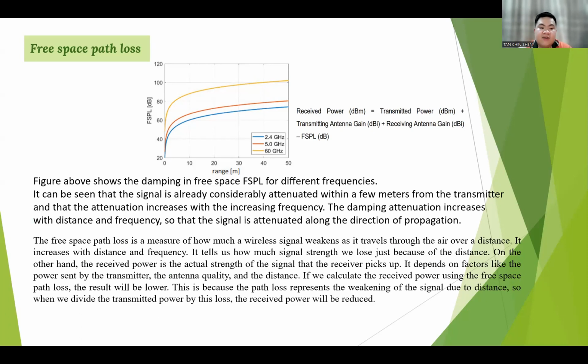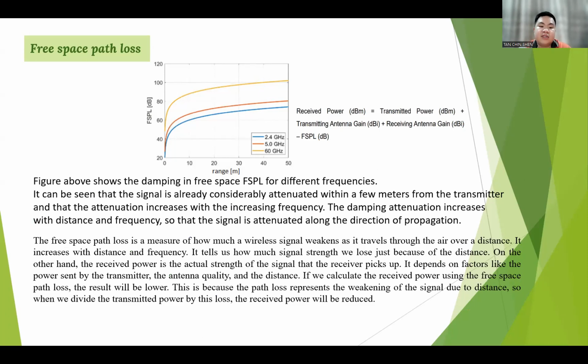Okay, so why do we need free space path loss? Free space path loss is a measure of how much a wireless signal weakens as it travels through the air over a distance. It increases with distance and frequency. It tells us how much signal strength we lose just because of the distance.